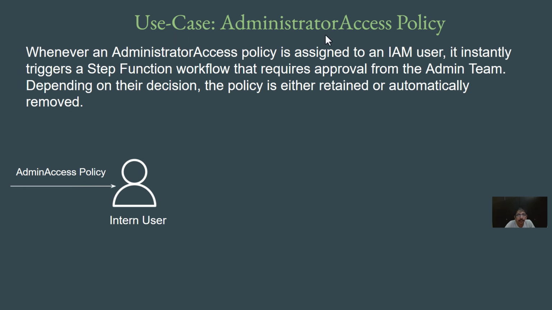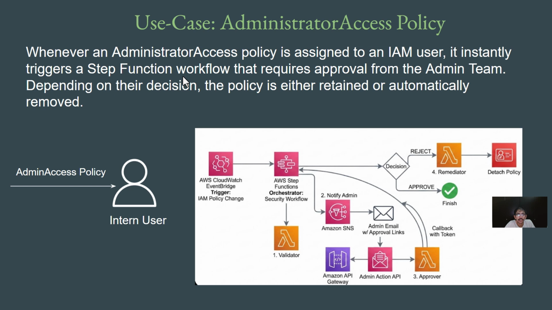Now, as part of the use case with step function that we are discussing, whenever an administrator access policy is granted to any user, the step function workflow will start. The workflow will look something similar to this. Because the admin access policy is added, the EventBridge trigger will fire and it will start the step function workflow. As part of the step function, first you have the Lambda function, which is the validator, which will validate the policy. If it is the administrator access policy, then step number 2 is to notify the administrator team.